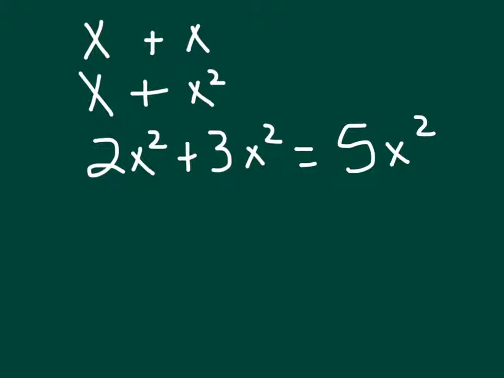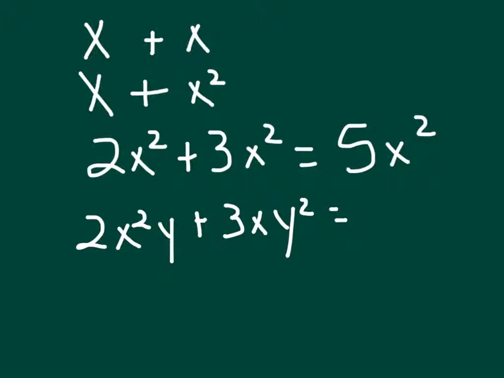Okay. Now let's look at another example. If we have 2x squared y plus 3xy squared, what would that be equal to? Well, once again, you check to see if the variables are the same. Okay, this is x squared, this is x, so they're not the same. This is y, and this is y squared. They're not the same, so you cannot combine them. So the answer is 2x squared y plus 3xy squared, because you can't combine them. So that's as simple as it can get.